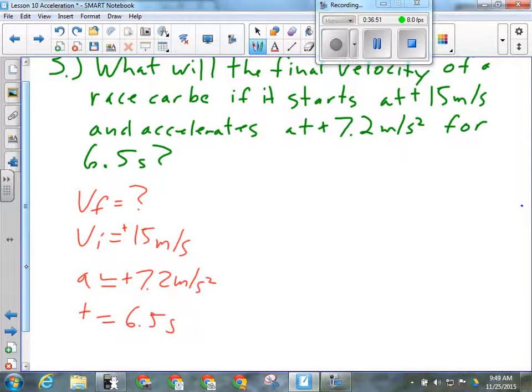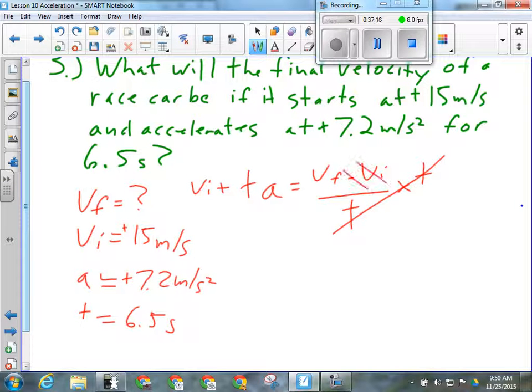All right, so we've got A equals VF minus VI over T. I'm solving for VF. Rules of algebra say move what's not attached first. T is not attached to VF, so I'm going to multiply both sides by T to bring it over here. And then what am I going to do with VI? Add it. All right, so now I've got my formula to solve for VF.